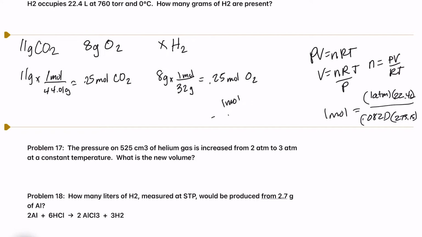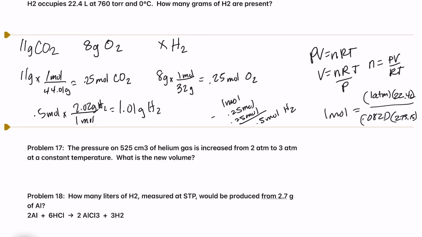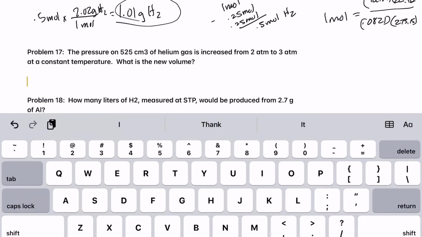So now we know that we've used 0.25 moles of CO2 and 0.25 moles of O2. So what is left is 0.5 moles. And again, we are down to just 1 sig fig thanks to that 8 grams of O2. So 0.5 moles of H2. It's asking for us to convert that into grams, so we take our 0.5 moles times 2.02 grams per 1 mole of H2, and we're left with 1.01 grams. But the real answer should be 1 gram of H2 due to that sig fig limitation. So 1 gram of H2 is the more accurate answer.